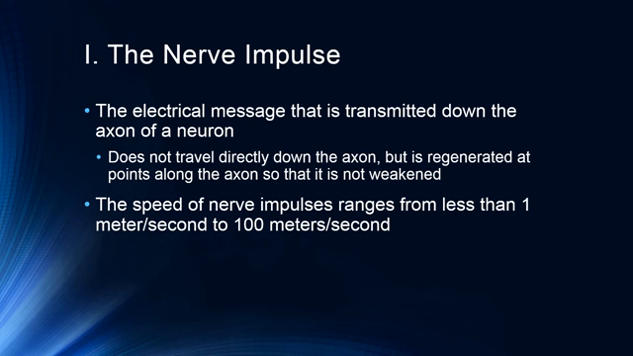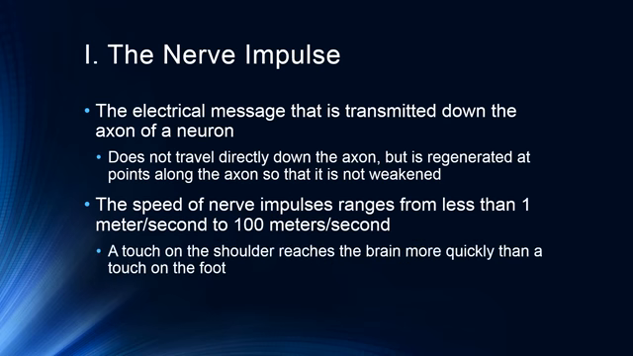So the speed of a nervous impulse ranges from less than a meter per second to 100 meters per second, depending on the type of neuron and whether or not it has a myelin sheath. So a touch on the shoulder reaches our brain more quickly than a touch on our foot. Obviously, part of that has to do with distance. Part of that has to do with the type of neurons we're talking about.